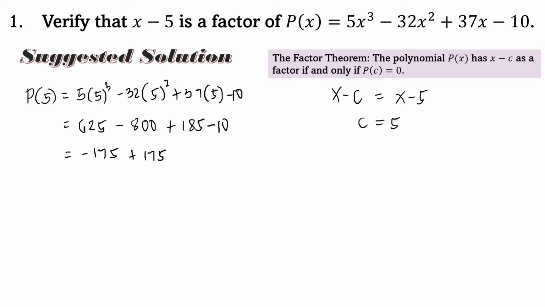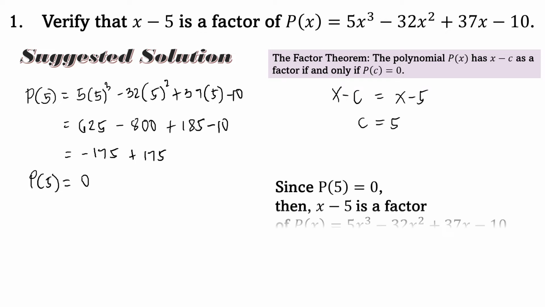Negative 175 plus 175 is equal to 0. Then we have p of 5 is equal to 0. And since p of 5 is equal to 0, then x minus 5 is a factor of the polynomial 5x cubed minus 32x squared plus 37x minus 10 according to the factor theorem.